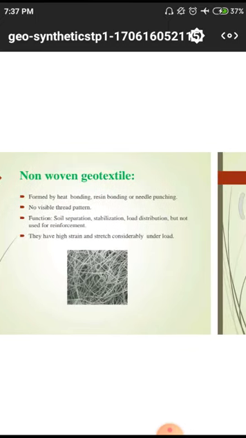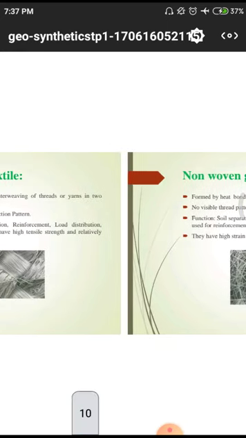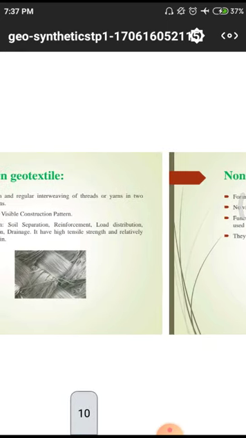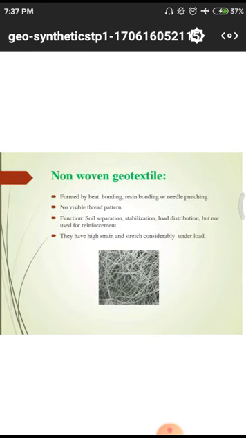And next we have to observe non-woven geotextiles. Those are formed by heat bonding, resin bonding, or needle punching, so there is no proper thread pattern. In the previous case, woven geotextiles, we observe an interlocking of threads. But in non-woven geotextiles, there may be no interlocking of threads. Simply they are arranged in a zigzag pattern, forming a certain layer. They have a high strain and stretch considerably under loading conditions.